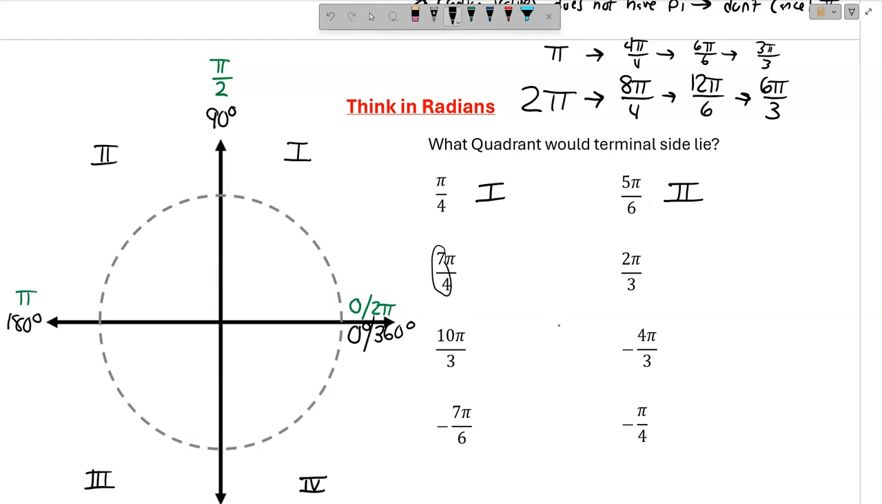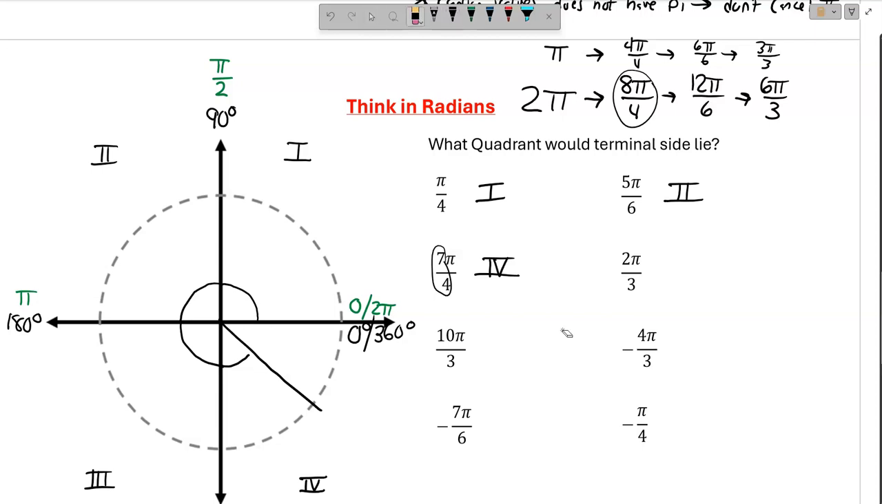If we look at the number 7/4, okay, 7/4 is bigger than 1, which means it's bigger than 180. It's also bigger than 1 1/2. So 7 pi over 4 is almost 8 pi over 4. It's 1/4 away. So what that means is we're going to rotate a 1/2, another 1/2, another 1/2, and then a 1/4. So that would put the angle here in quadrant number 3. Quadrant 4, I'm sorry. That's quadrant number 4.